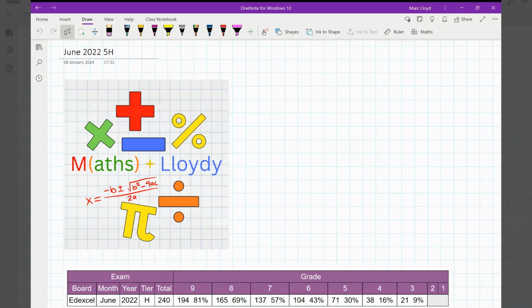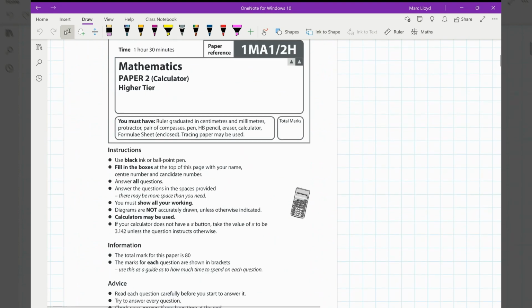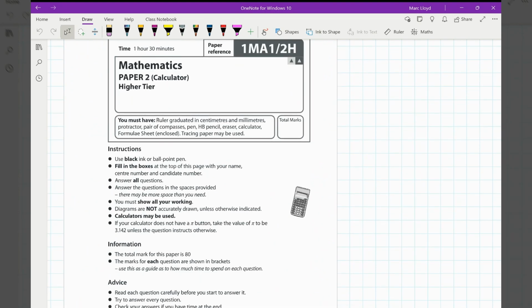Hello, we are working on paper 5 on the June series. This is Edexcel, a calculator paper. So I'm going to make sure I've got my calculator with me. Just find that from the top drawer.